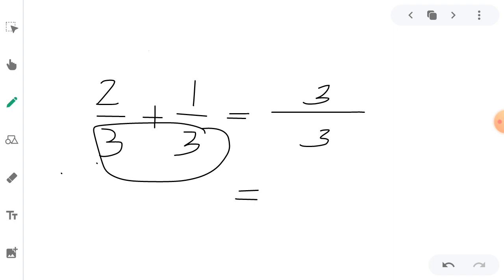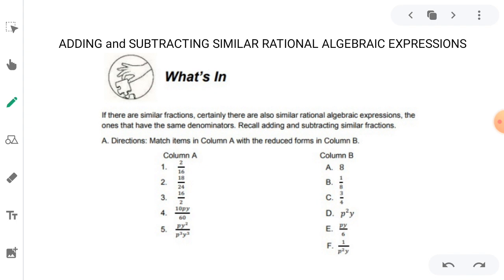But in this example, 3/3 ay pwede pang i-simplify or i-lowest term since they are the same. So 3 divided by 3 is 1. So the answer in this example is 1. So ganun lang yung pag-solve ng similar fractions. So next, proceed tayo sa ating module.